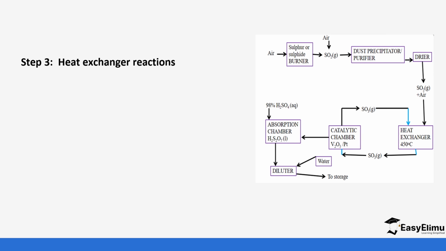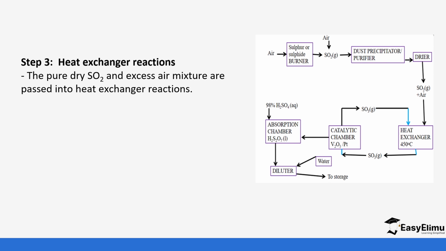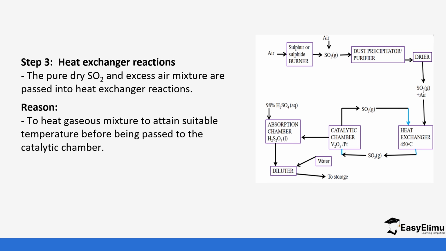After that, the third step is the reactions. The products are taken to the heat exchanger. So we have dry sulfur oxide and dry air, pure sulfur oxide and pure air, and these are taken to the heat exchanger. In the heat exchanger, the mixtures are heated, and the temperature increases steadily to around 450 degrees Celsius.